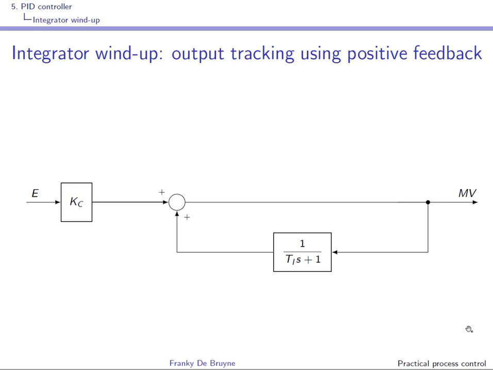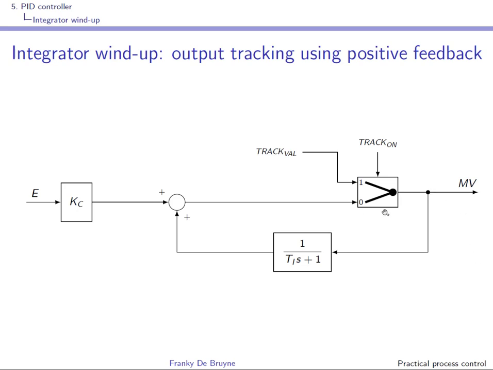Well, we have already used this positive feedback implementation of the PI controller to introduce limits on MV, saturation limits, but also limits on the rate of change of MV. You can also very easily integrate output tracking, and similarly you could add a manual mode. So instead of track on, you have then, for instance, a Boolean signal manual, and you have here MV manual, but the ideas are exactly the same.